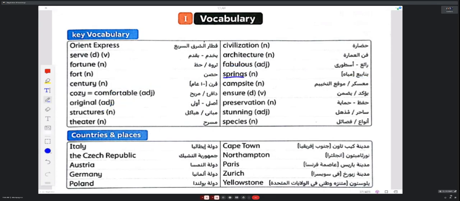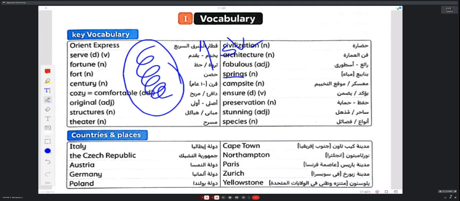Spring can also mean a coil, shaped like this. A coil or spring. Campsite. Ensure or assure, with little difference in the meaning. Assure or ensure, or make sure that. Preservation. Preservation or preserve means keep. Stunning.